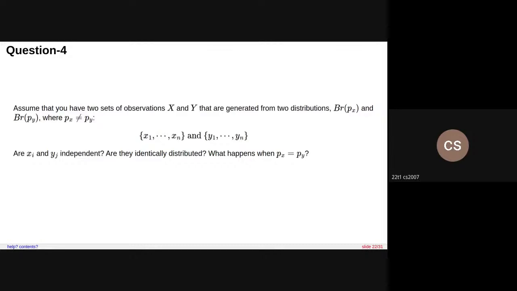But the moment px is equal to py, you are essentially having similar coins in both the boxes, right? So you press box 1, you get a value. You press box 2 or box y, you get a value. But the coin that is being used to toss is the same, or similar, having the same bias. So it has to be identically distributed, right? In that sense. Okay. Yeah. Thank you.